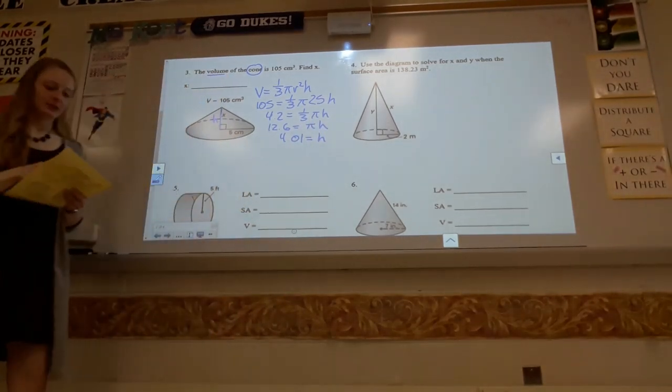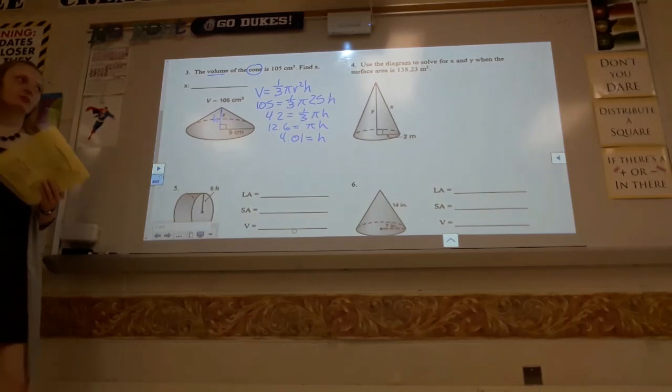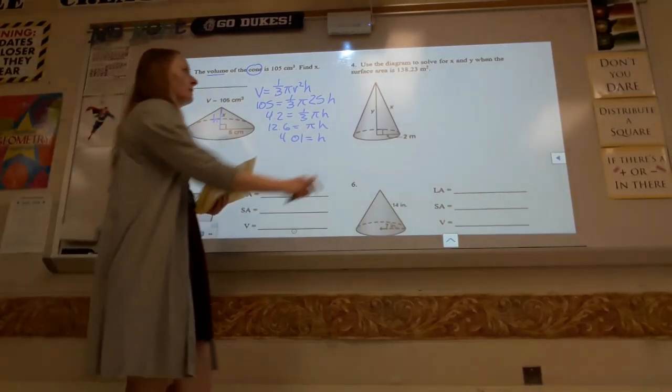That's approximately my height. Okay? So it's using the same formula, just a little bit differently. Alright, we're going to do the same kind of thing over here.